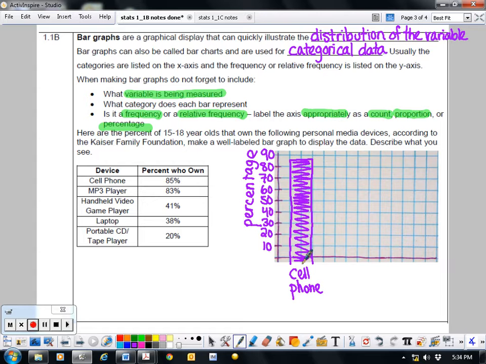Now I made my bar 2 units wide, so now every other bar that I make needs to be 2 units wide. So now if I do MP3 player, and with bar graphs there's spaces in between them. So MP3 player, 83%. Try to make it a little bit nicer than mine. And then handheld video game player was 41%.